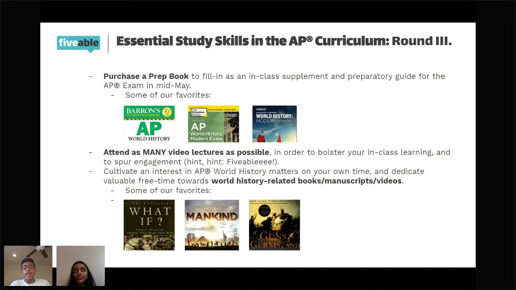So it's a great book, especially when we're going to later periods in AP World History Modern. It gives you a very informational and fun review of the content. So remember these prep books I have above, Barron's, Princeton, and AMSCO, and then these books below, not only prep books, but more informational and entertaining books: What If, Mankind, and Guns, Germs, and Steel. So definitely go ahead and review these books.